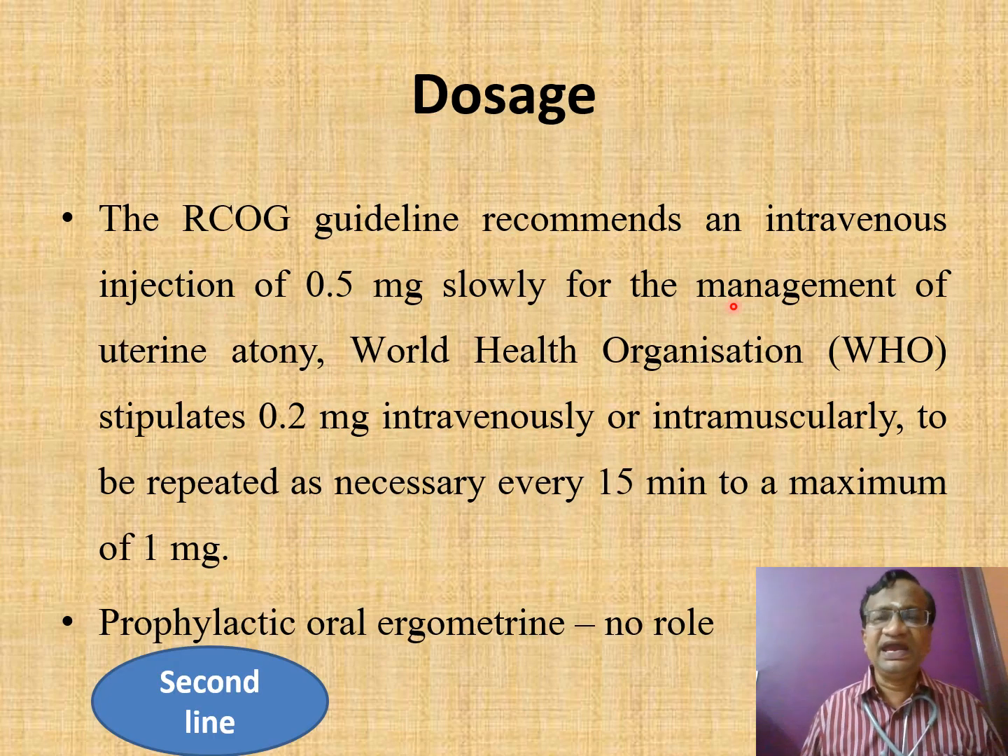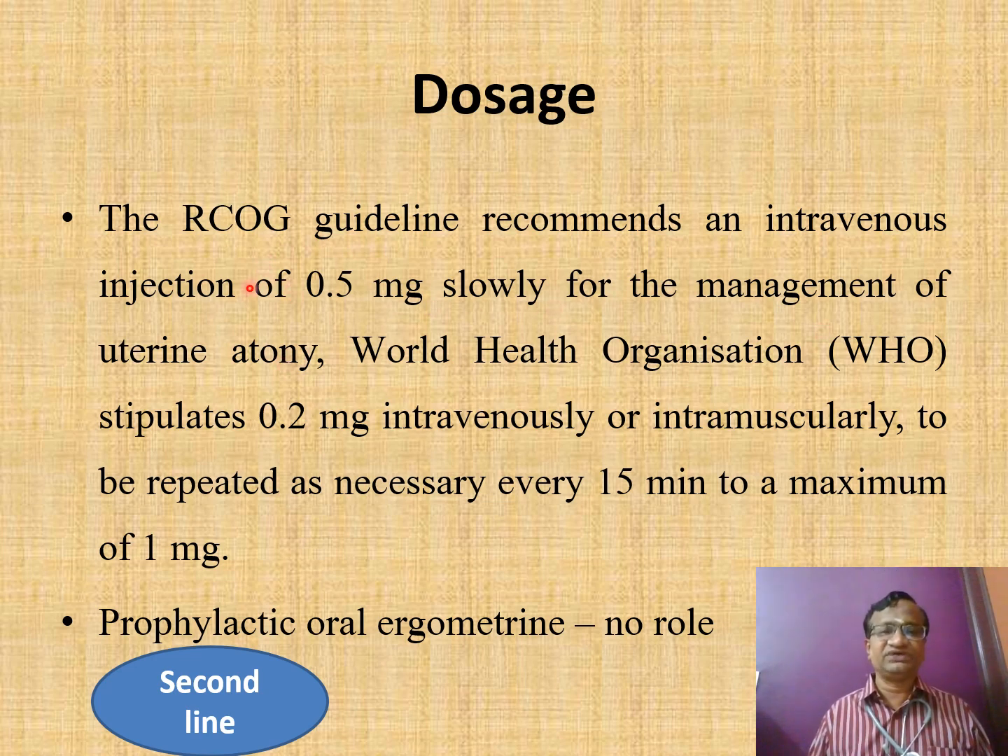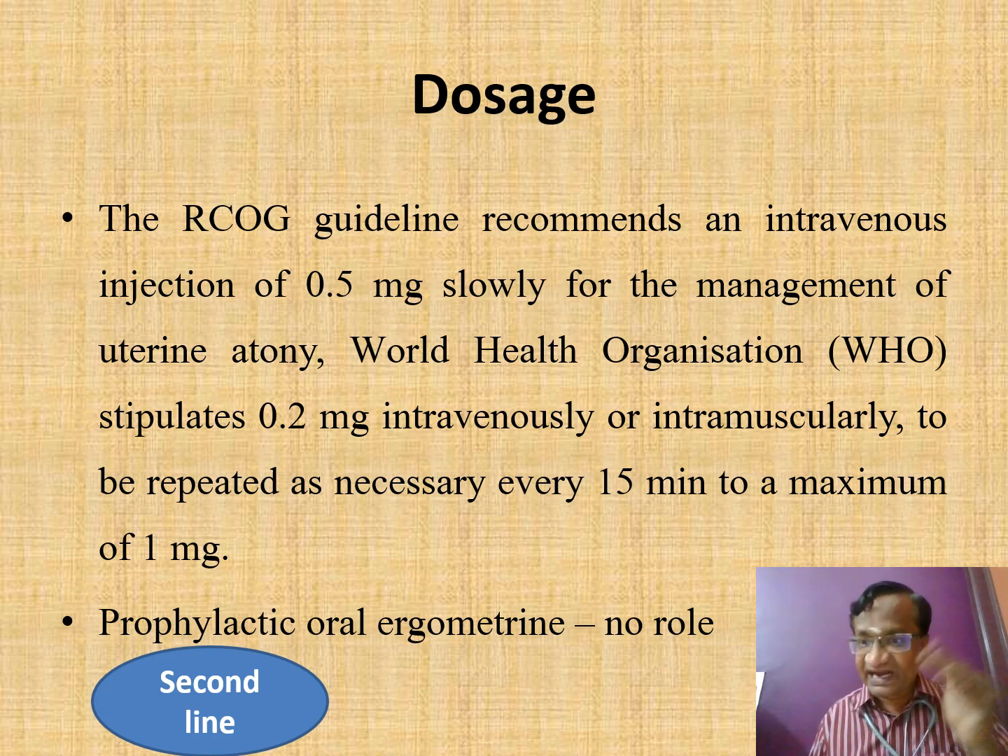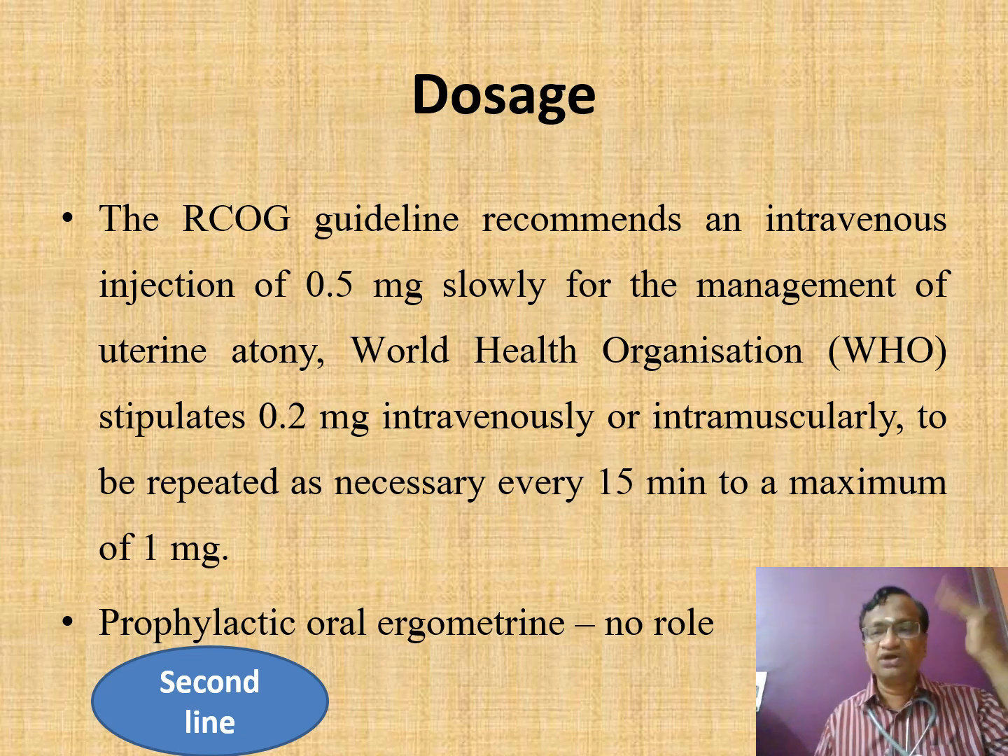The RCOG guideline recommends an intravenous injection of 0.5 milligram for the management of uterine atony, or 0.2 milligrams intravenously or intramuscularly. Prophylactic oral methergine or ergometrine has got no role. It's a second line drug. That is what is important. First line, prophylaxis or treatment, oxytocin. So all these things are second line and third line drugs.